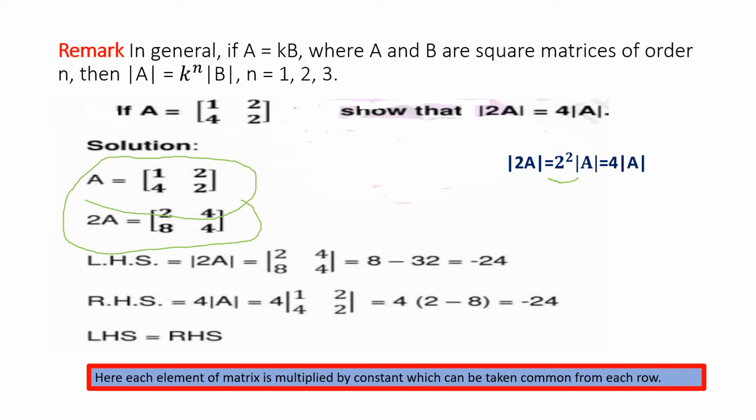Although you can calculate determinant stepwise also, like we are calculating for A in LHS, and then we are calculating for another matrix 4 times determinant of A for RHS, and we will verify that this result holds, that is LHS is coming equal to RHS. So you can apply this shortcut technique in order to calculate determinants in faster way.